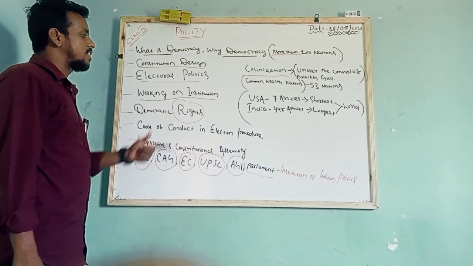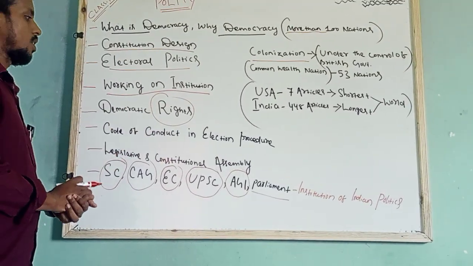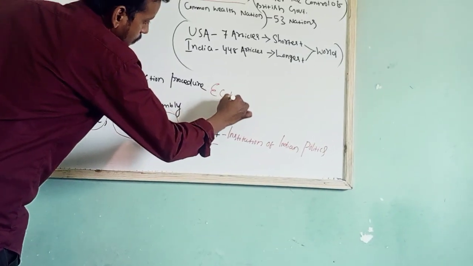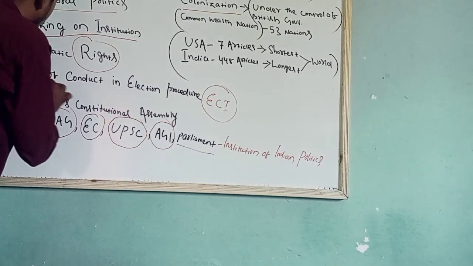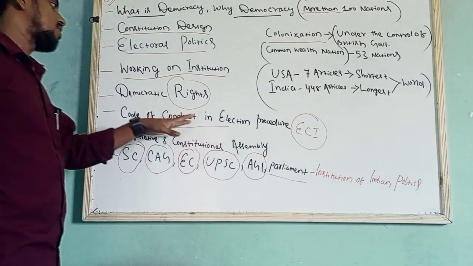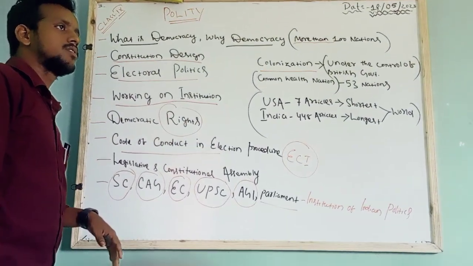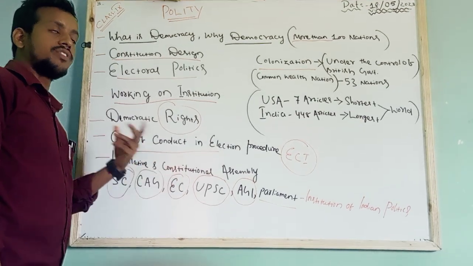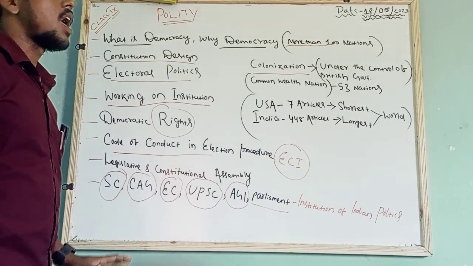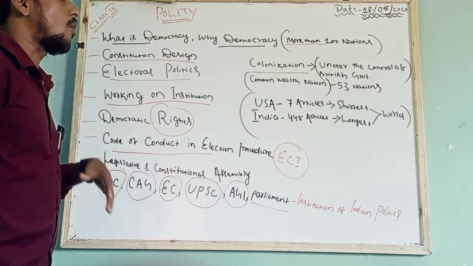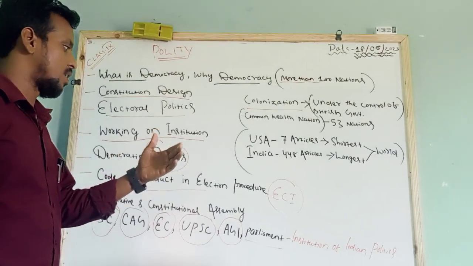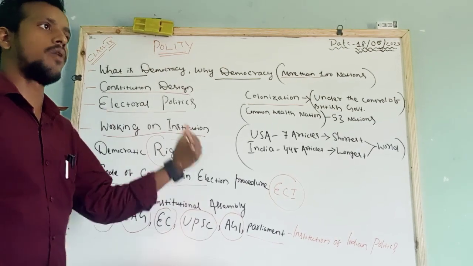And regarding the code of conduct in the election procedure, the ECI, Election Commission of India, plays the most vital role by imposing the code of conduct. It is a vast chapter that we deal with, the code of conduct of the elections. The election must be conducted in a free and fair way. That is the role and responsibility of the Chief Election Commissioner: how to conduct the elections in a smooth, peaceful, free and fair manner.